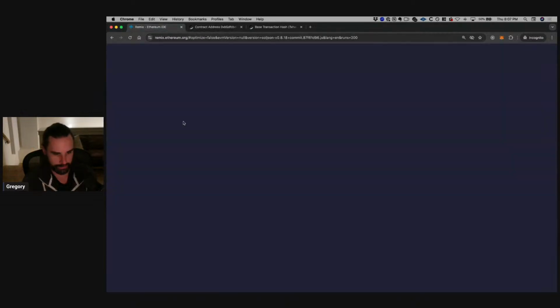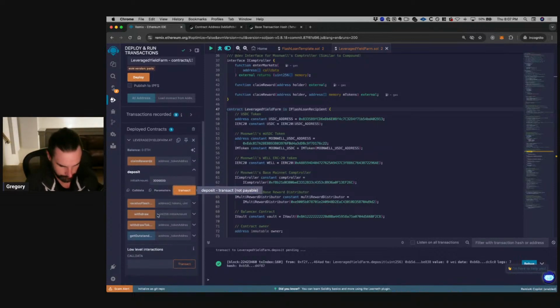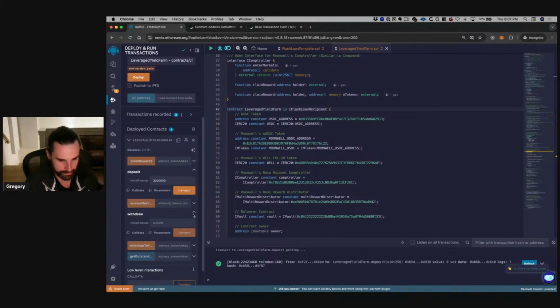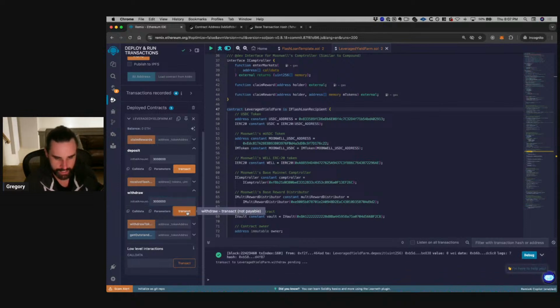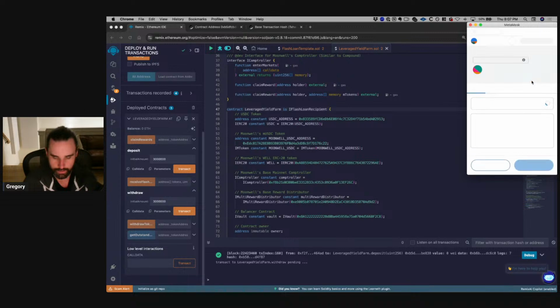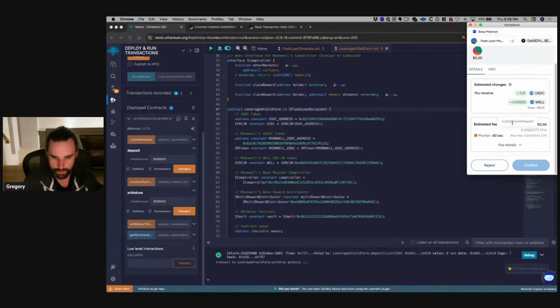So let's go back to Remix. Let's do the opposite. For withdrawal, I click this drop down here. And for the initial amount, I'm going to put in the amount that I deposited, which was $3. So 3, 1, 2, 3, 4, 5, 6. I'm going to click transact, and you'll see the result of that.